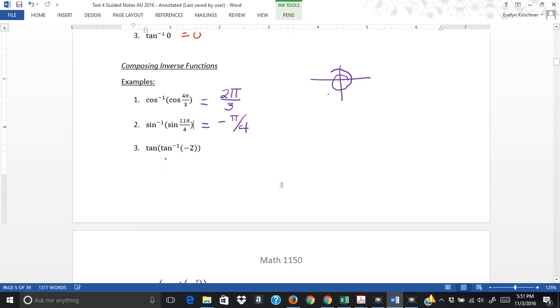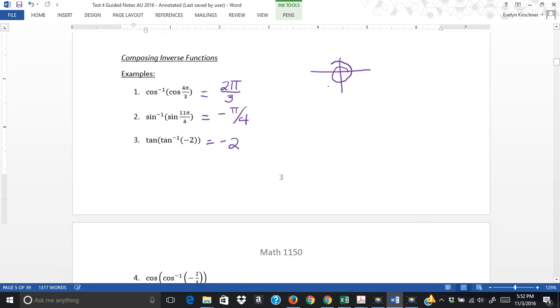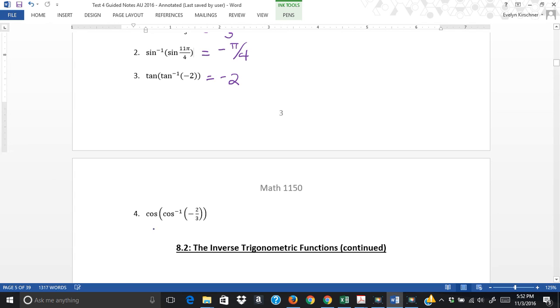Here, the tangent of the tangent inverse of negative 2. This is backwards, so I need the angle whose tangent is negative 2, and the tangent of that is just going to be negative 2. So in that direction, it really comes straight through. And here, the cosine of the angle whose cosine is negative 2/3 is just negative 2/3. So sometimes it's a little bit easier to take the trig function of the inverse rather than the inverse of the trig function.